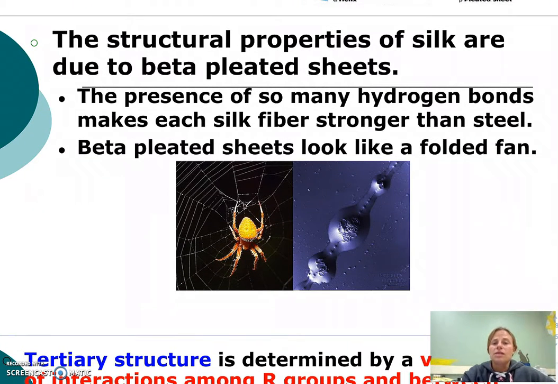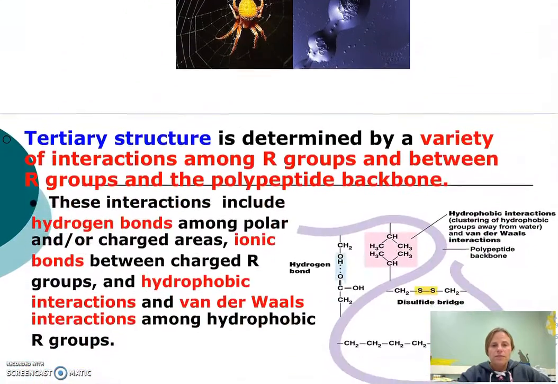For example, silk is a protein that is extremely, extremely strong. In fact, some researchers have been looking into implementing spider silk in bulletproof vests for the military.